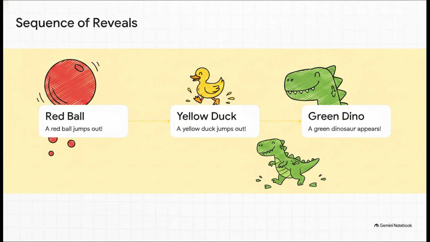Let's look at how this sequence actually builds, because the progression is entirely deliberate. Step 1, a red ball jumps out. Step 2, a yellow duck jumps out. Step 3, a green dinosaur appears. Just look at the escalation mapped out in the source text. We start with a really simple primary color and an inanimate object, a red ball. Then, we move up to a yellow animal, a duck. Finally, we escalate to a big, green dinosaur. It's this perfectly structured, escalating progression of colors and concepts, all designed to hold attention through continuous, novel reveals.